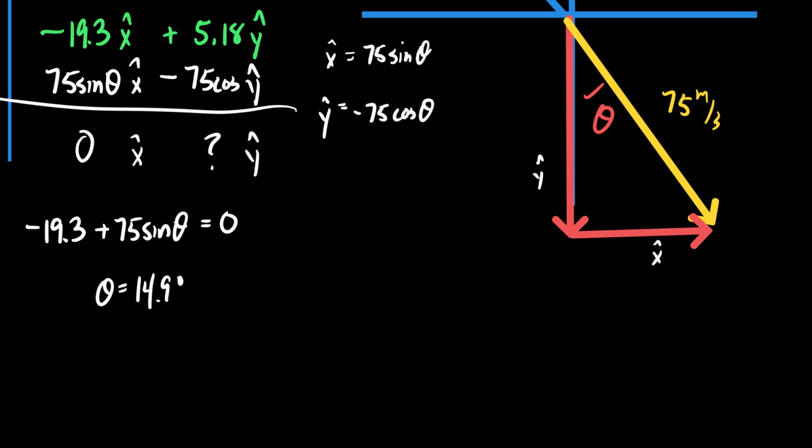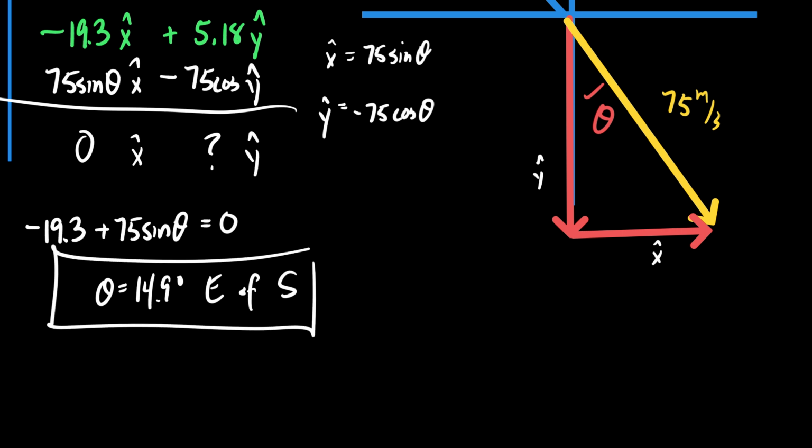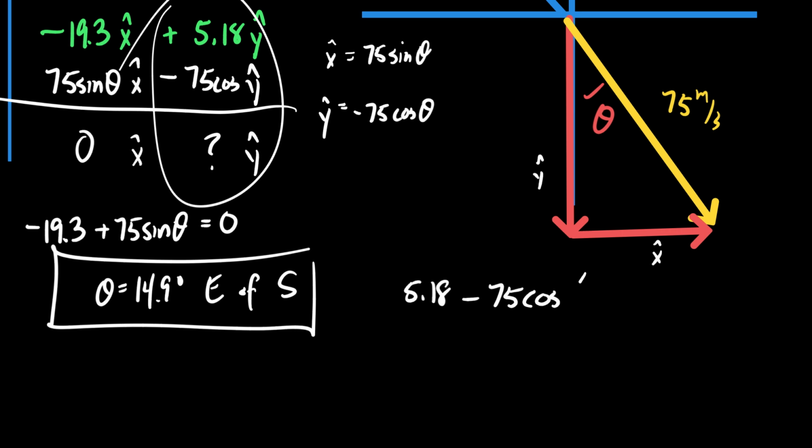Any question about that? That's not the answer. If you want the answer, you need to say 14.9 degrees east of south. That's the answer for the heading of the plane. Now, we're not done. We want the ground speed of the plane, and that's going to be this sum. So 5.18 minus 75 cosine 14.9, all in the y direction.